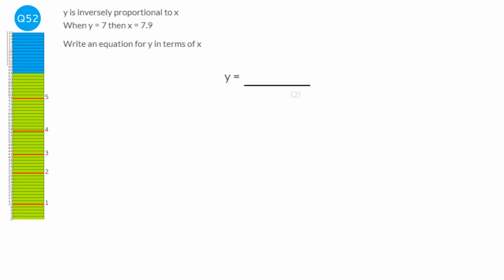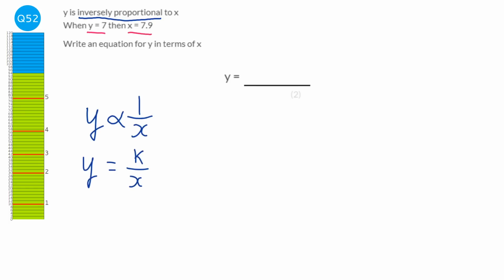When it's said that y is inversely proportional to x, it means that y changes as 1 over x changes. And to write this in an equation, all we do is write y equals k over x. Now k is something we need to find. So what we need to do is find out what a value of y and a value of x are somewhere on the graph that would be formed from this, and we've got that in this question.